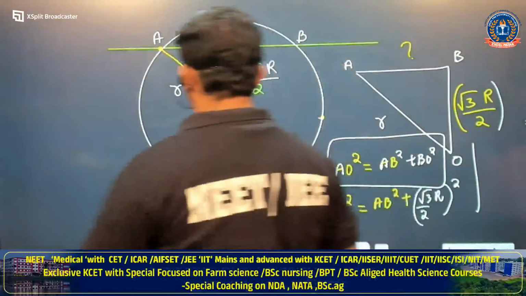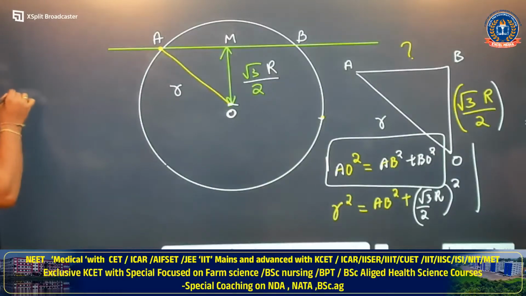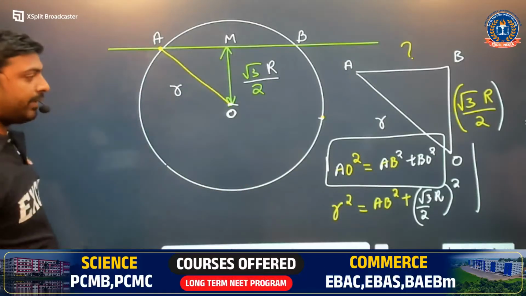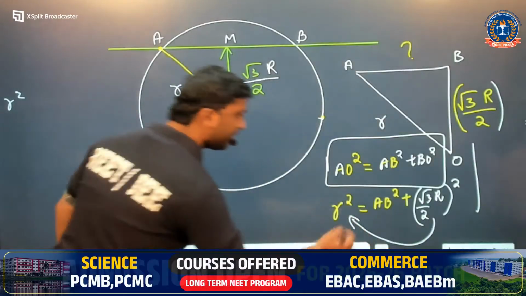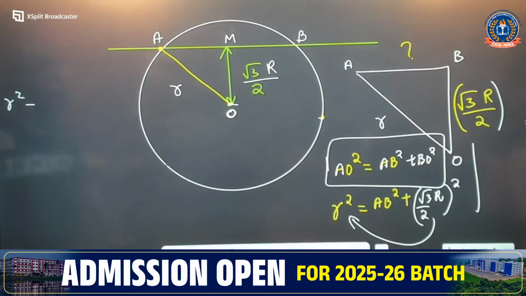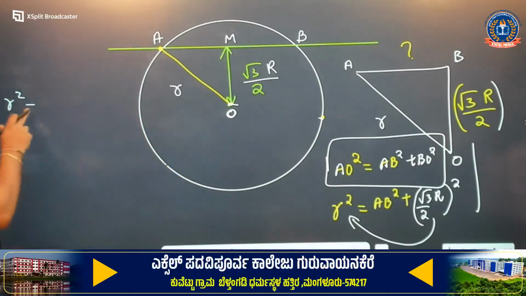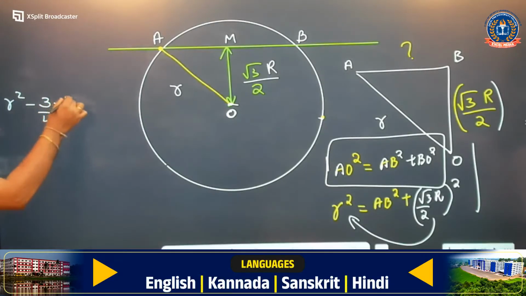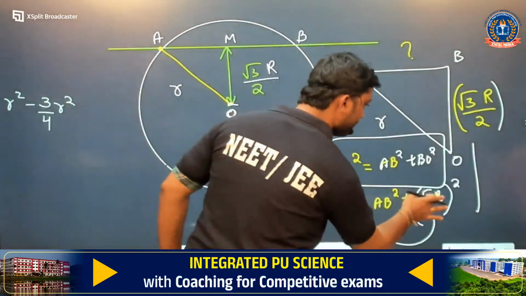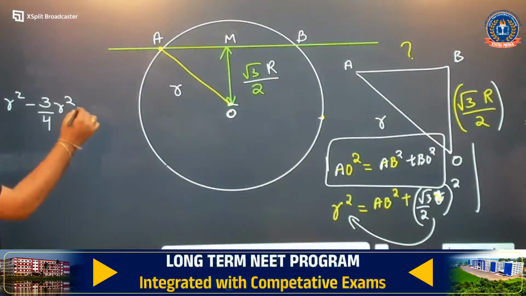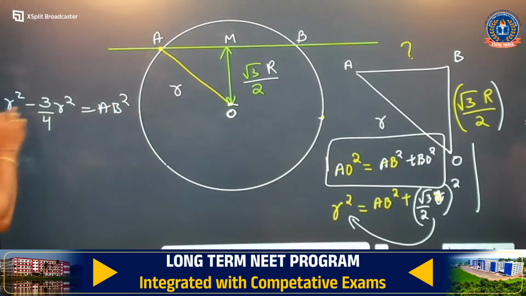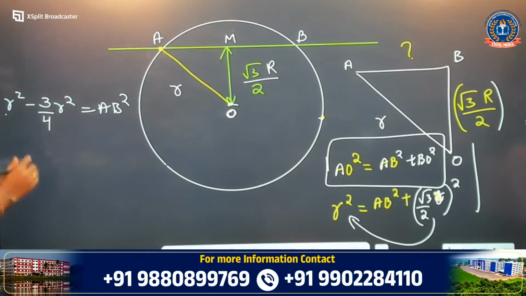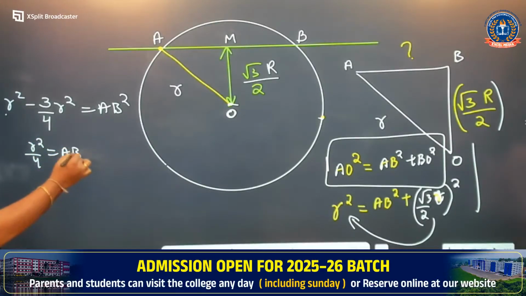Use this and solve. So r square, √3r/2 square. Bring this to this side. What will we get? On one side there is plus, when it comes to the other side, what happens? Plus becomes minus. What is √3 square? Root 3 square is 3. What is 2 square? 4, and r square. So you will get AB square. What is the answer? r square minus 3 by 4 r square. This will be r square by 4. It is AB square, right?